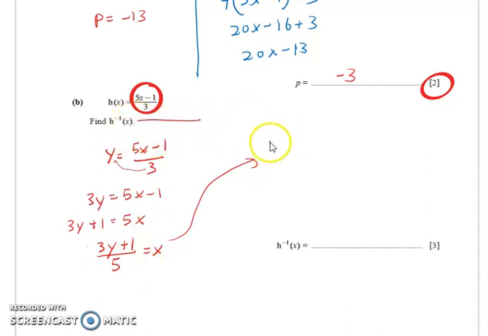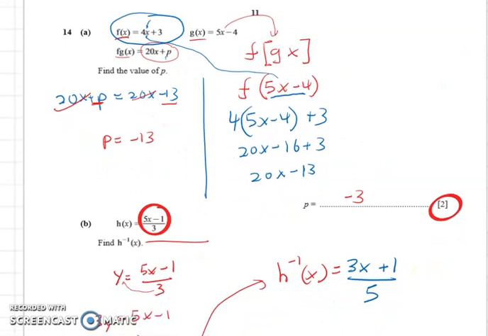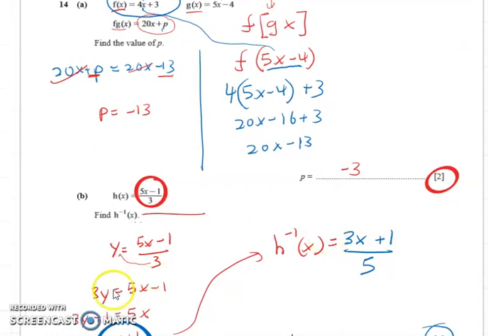Now we have x as the subject, and then we just have to change it. Use the inverse, and we can remain the answer, but you have to change the y into the x. So your answer is 3x plus 1 over 5. This is your answer for the inverse question, and this is 3 marks. Now we have completed question number 14. Let us move to the next question.